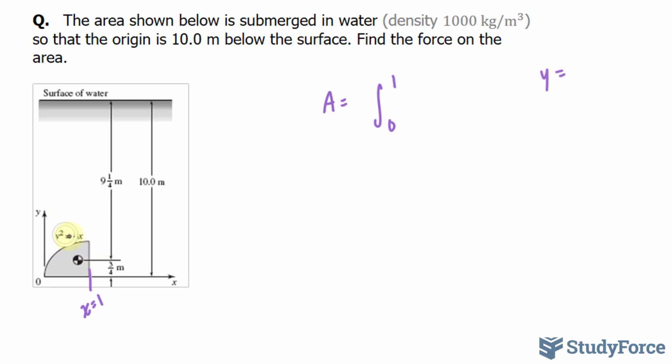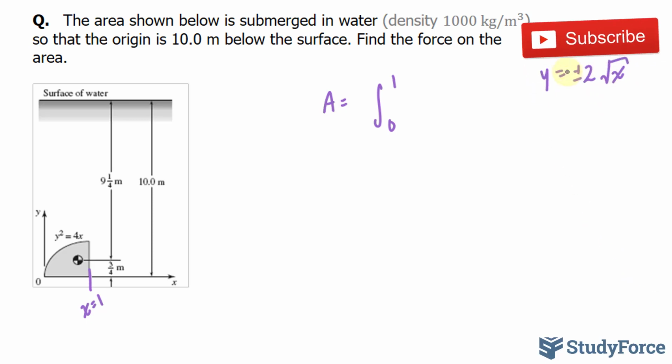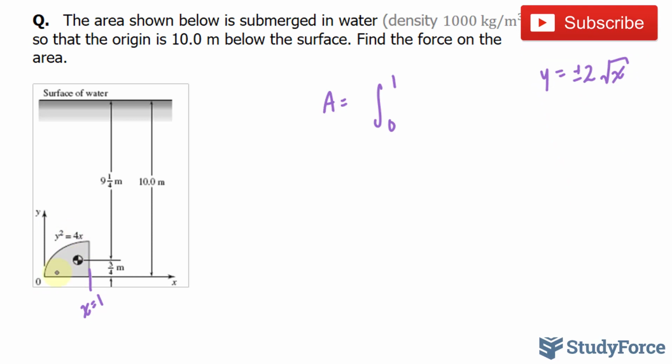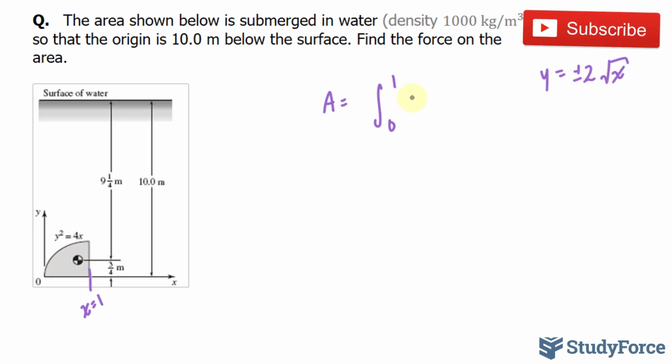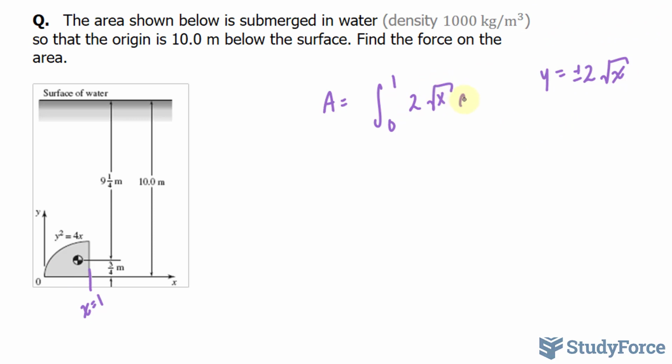We currently have y squared, so I square root both sides, and I end up with plus minus 2 times the square root of x. I'm only going to use the positive version because it is above in the first quadrant. And I'll replace that right here, dx. I'll integrate this part, pull out that 2, integrate the square root of x, which is equal to x to the power of half. Integrating this, or the antiderivative of this, would be 2x to the power of 3 over 2 over 3.